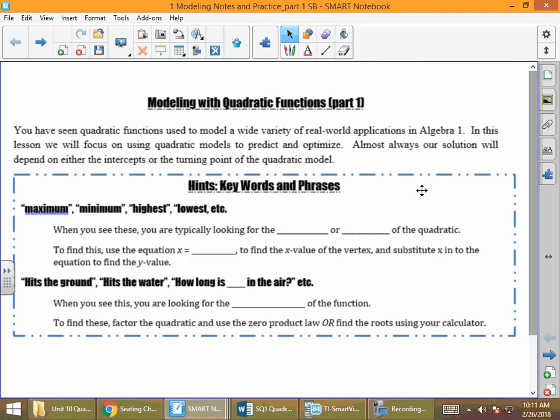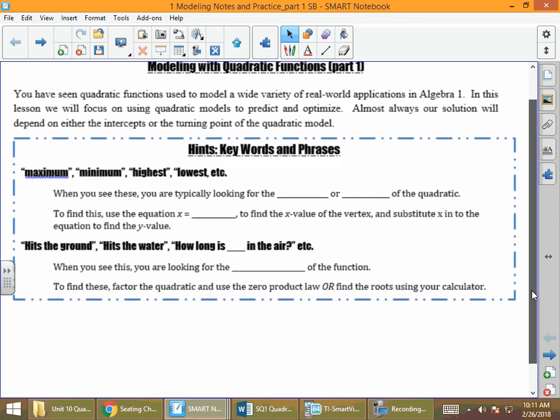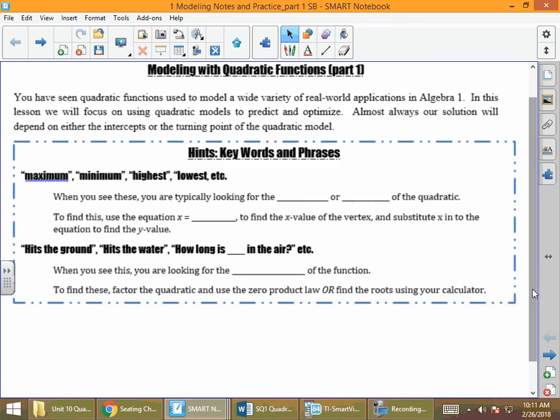Almost always our solution will depend either on the intercepts. So it might be the x-intercepts, it might be the y-intercepts, or the turning point, which is also known as the vertex of the quadratic model. And oftentimes in these types of problems, there's going to be lots of words in that. So there's certain statements or phrases that we look for to help us identify what we need to know.